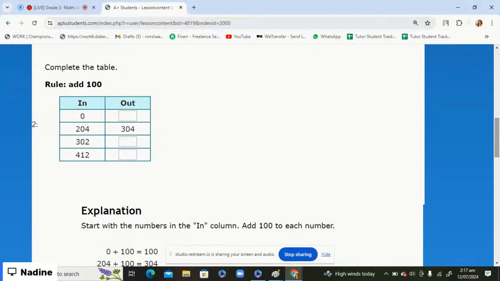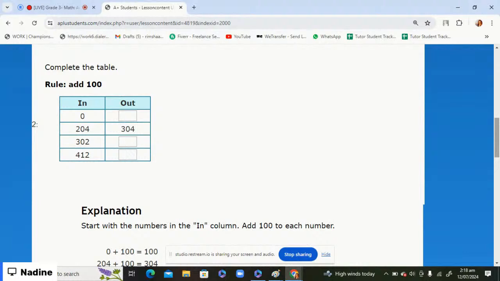You are going to add 100 to all of it. So 0 plus 100, that is 100. 204 plus 100, that is 304. Then 302 plus 100, that is 402. 412 plus 100, and that is 512. Understand? This is the way that we solve it.